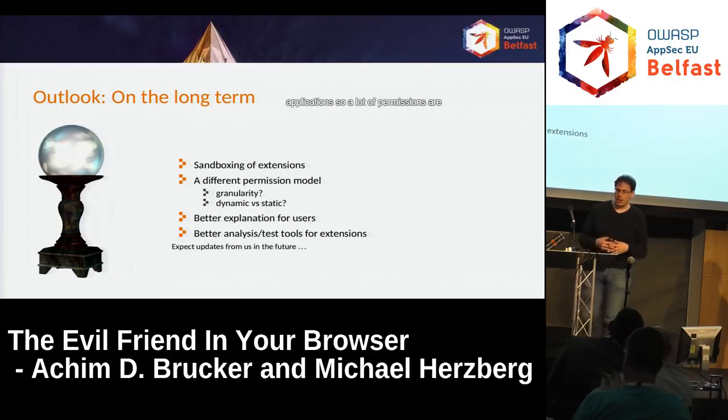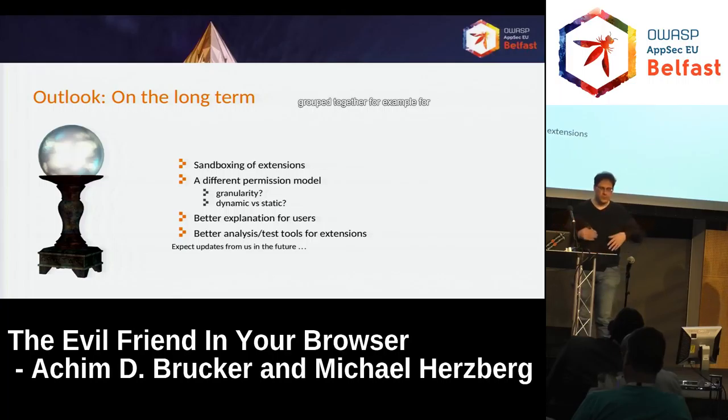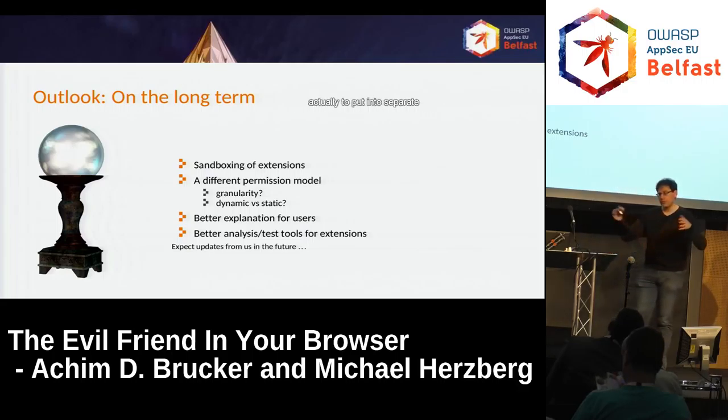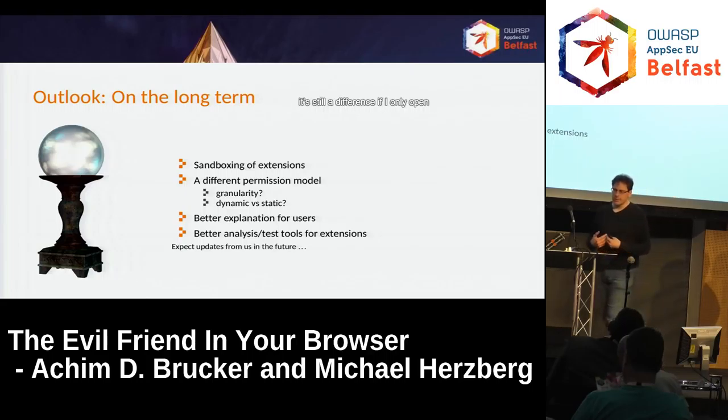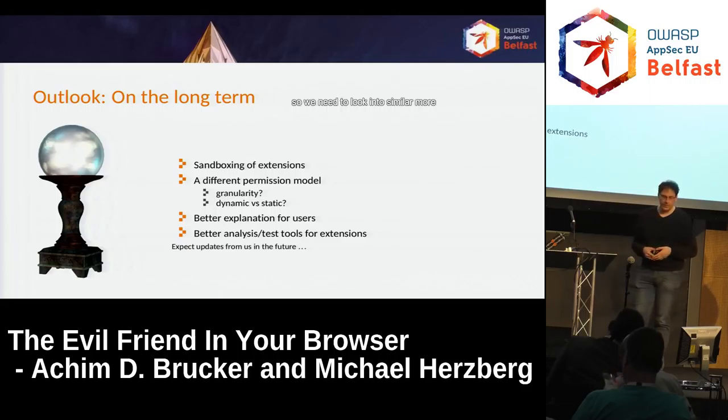So a lot of permissions are grouped together, for example, for accessing screen sharing, microphone, and showing videos, that you might actually want to put into separate permissions, because I, as a user, think it's a difference if I only open up the microphone to an application or the microphone and the video and screen sharing. So we need to look into similar, more fine-grained or different permission models.